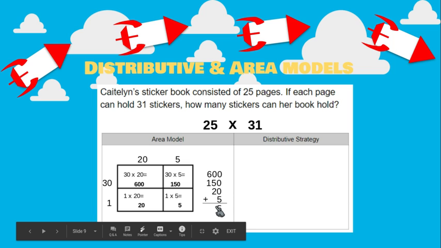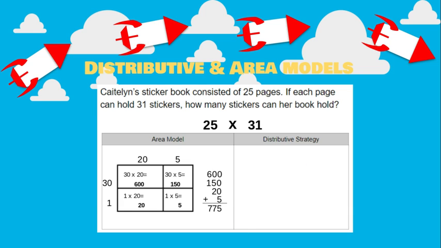This is going to be 5. 5 plus 2, 7. And 6 plus 1 is 7. So I know that 25 times 31 is 775. So my distributive strategy, let's not forget, again, I'm also going to expand. So I'm going to expand my 25 to 20 plus 5 times 30 plus 1. So here's my 25, 20 plus 5 times 30 plus 1.